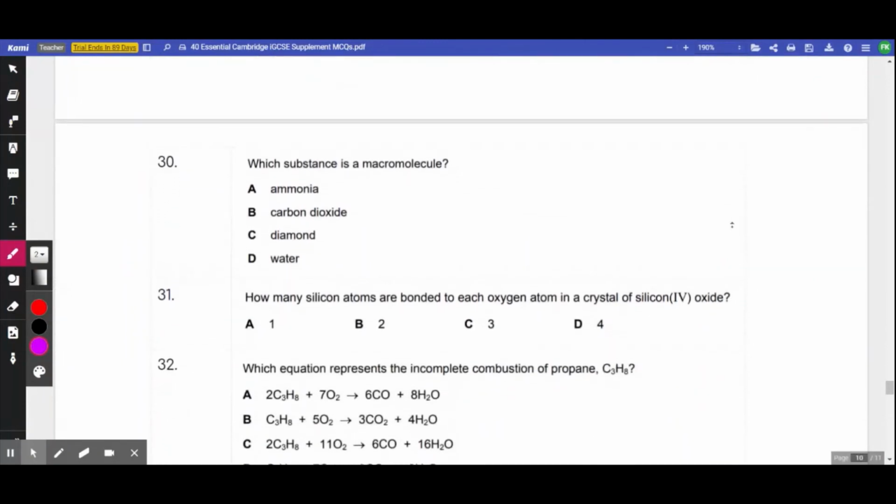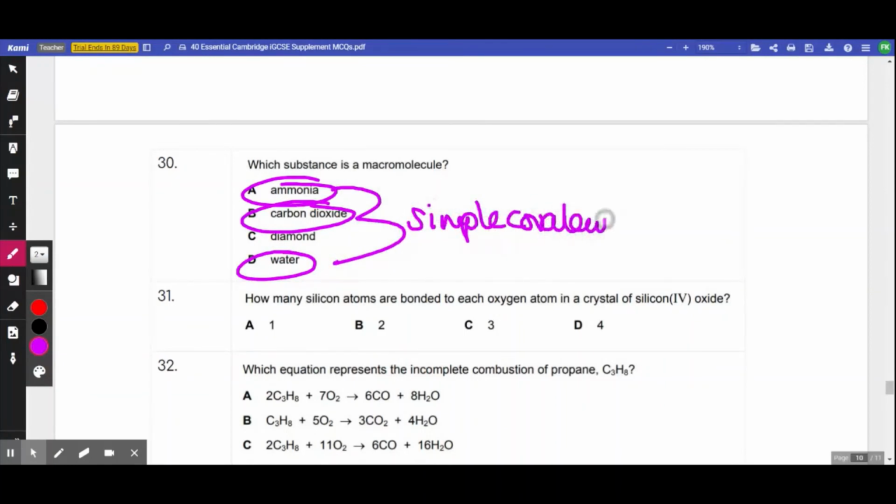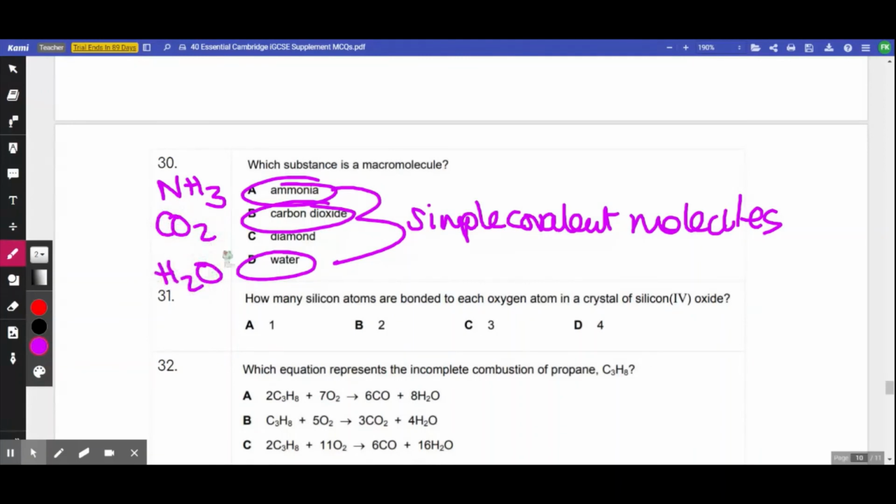And our final question for the video is question number 30. Which substance is a macromolecule? So pause the video, and if you wish to do it. Okay, so simply speaking, ammonia, carbon dioxide, and water, all three are simple covalent. They're simple covalent molecules. So if we have a look at each of those, you've got NH3, CO2, and H2O. They all exist as separate ones.